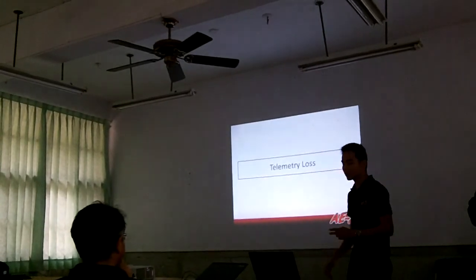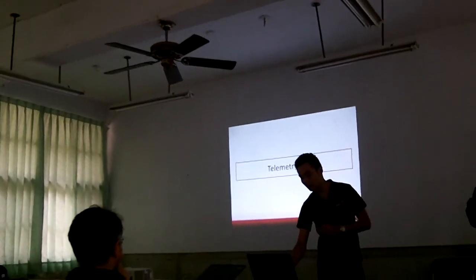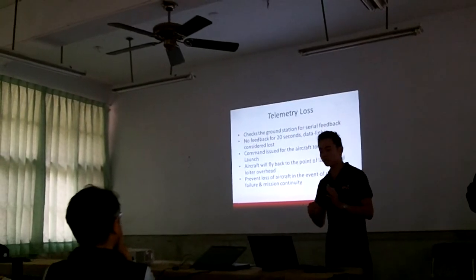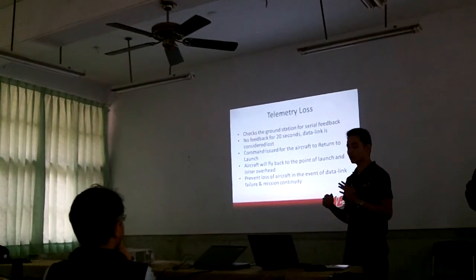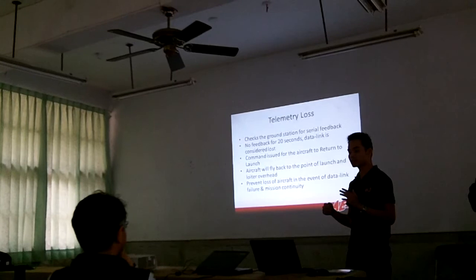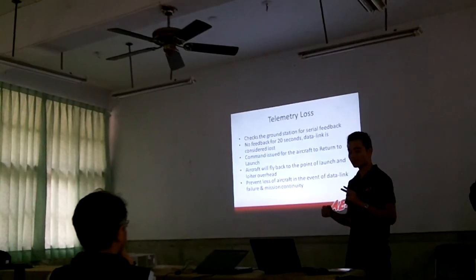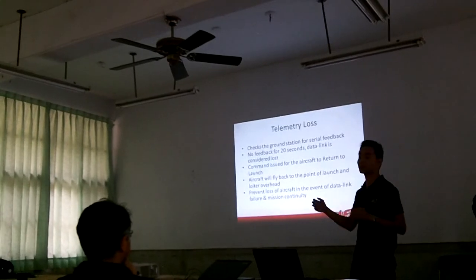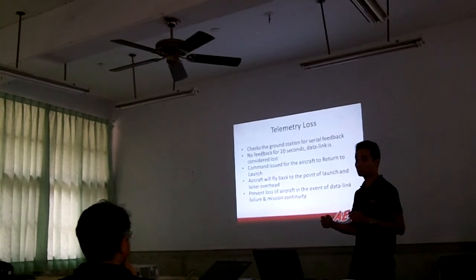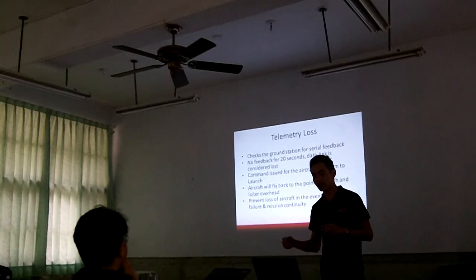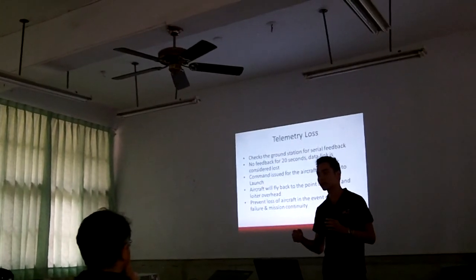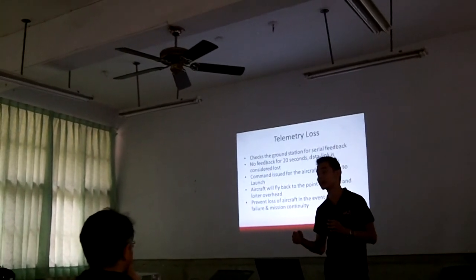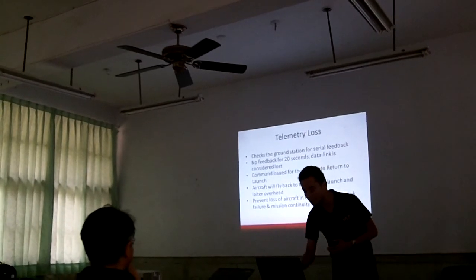The last fail-safe feature that we have is telemetry. This set of code will check the input signal to see if there is any feedback for 20 seconds. Once the feedback is lost for 20 seconds, a command will be issued for the aircraft to fly back to its original point of launch, so that we can do the necessary corrections, check to see if there are any issues with the aircraft, and allow the aircraft to continue its mission.